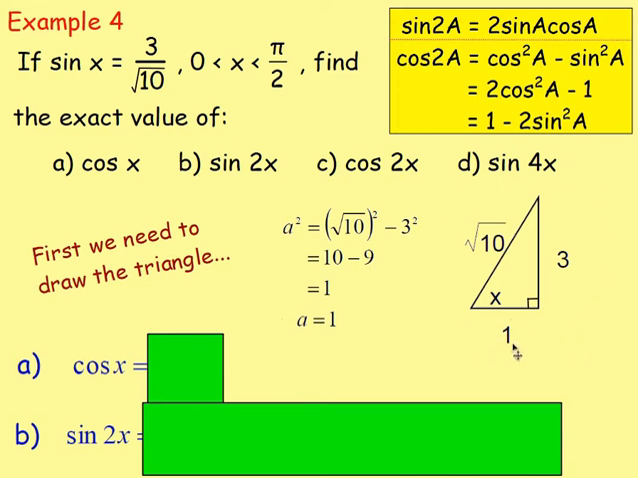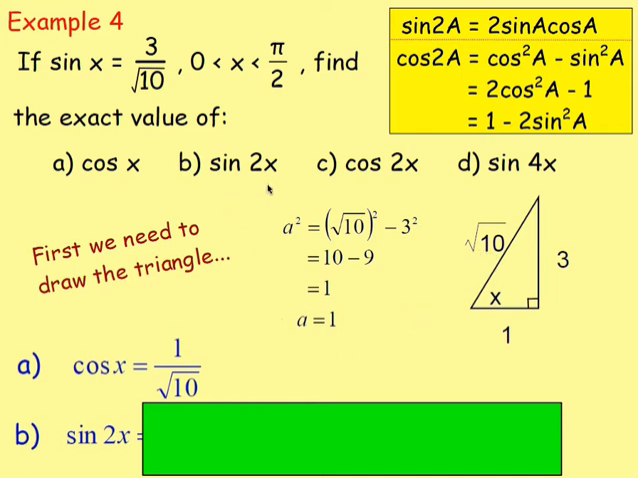From there, you can easily work out the value of cos x. Cos x is going to then end up as 1 over root 10. Good. You're just using this triangle here. Cos is your adjacent over hypotenuse, which is the 1 over root 10.